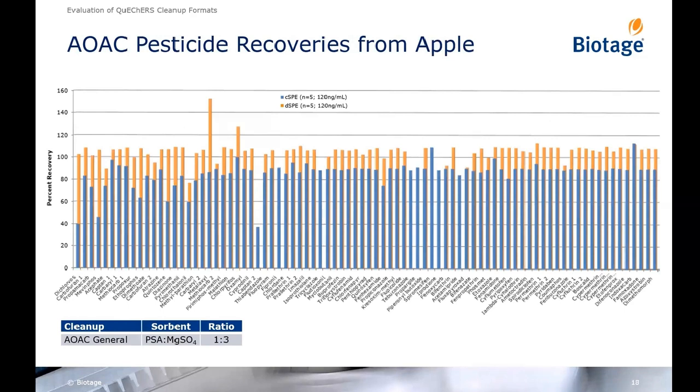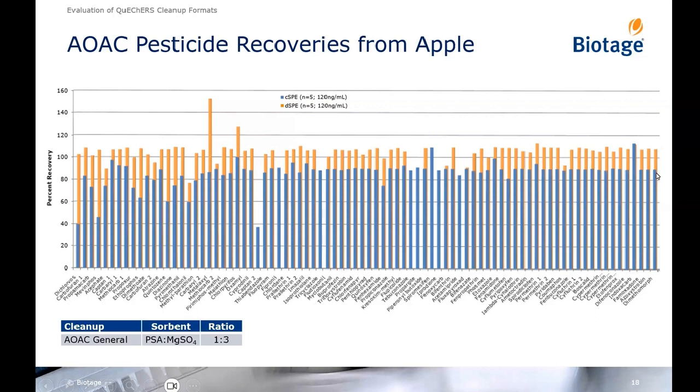So let's take a look at another matrix. So we see this is apple, and you can see the AOAC pesticide recoveries for apple. And again, we used the general AOAC cleanup ratio, PSA, and magnesium sulfate. And you can see overall, these analytes for the CSPE seem kind of low. Well, actually, what we noticed, and we will work towards placing this in another webinar, because it just was too much data to actually add it to this webinar.